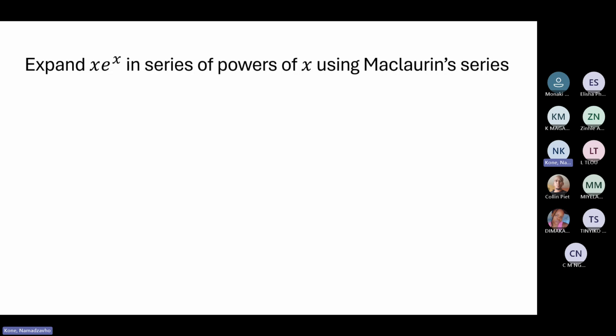Sometimes the examiner can tell you up to which term you must stop expanding. But in sequence and series, if you can do 3, 4 terms, it's enough. If nobody says anything, you can just do the first 4 terms. But somebody can say, give 5 terms of the expansion, or give 6 terms of the expansion. Then you're supposed to be able to continue with this. So in my case, I just did 4 terms here.